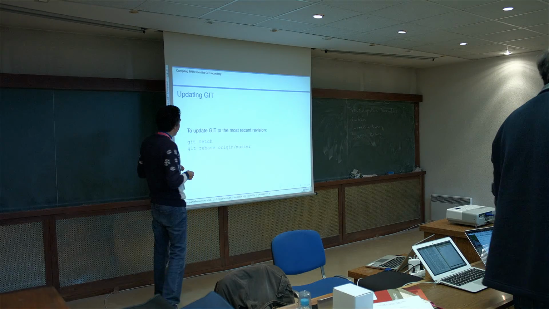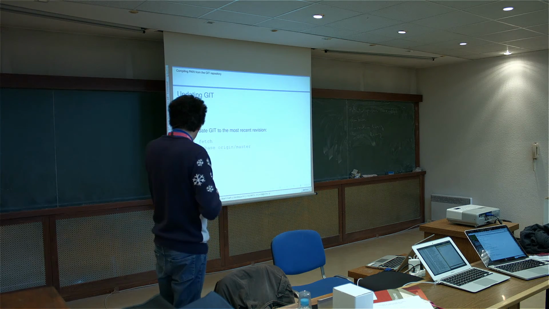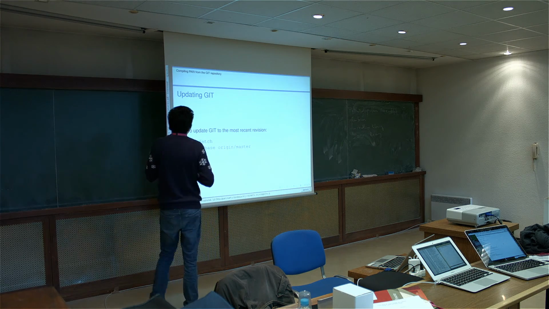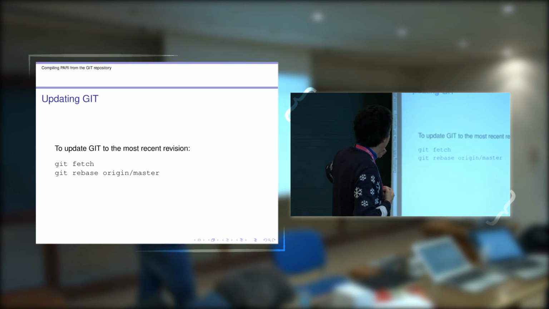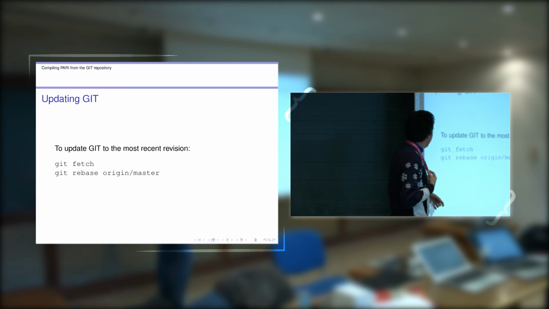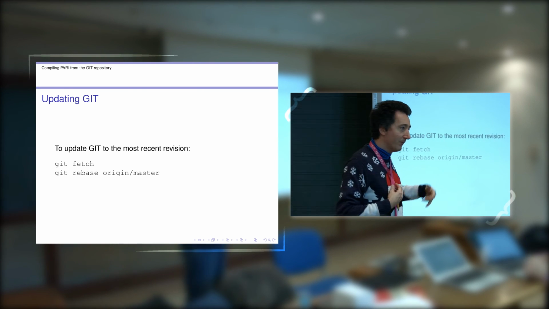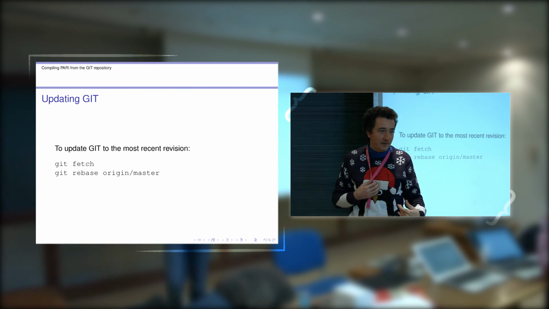If you manage to install Git, to compile with Git. If you want to update to the latest version, so today it is not needed, but tomorrow maybe you want to do it. You can do this git fetch, which will download the new changes from the server, and git rebase origin/master, which will update your branch to the latest changes.